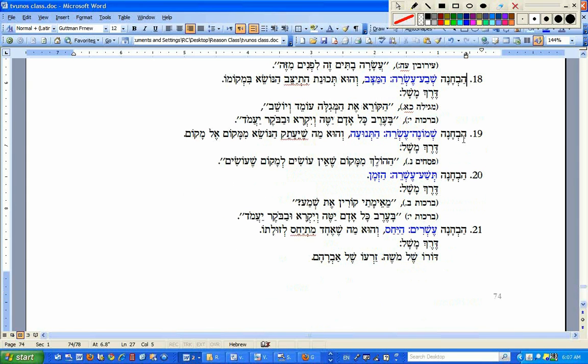The 18th Bechina is called Tenuah, movement. It's the movement of a subject from one place to the next. For example, a person who goes from a place that has a certain hanhaga to a place where they don't have that hanhaga. What's his halacha in that change of position from one place to the next?